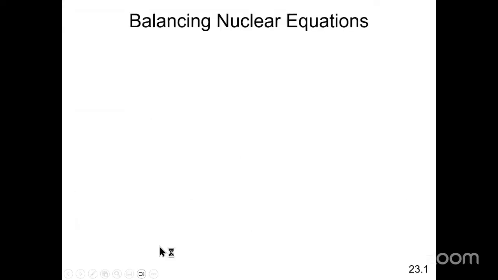So let's talk about how we balance nuclear equations. As I said before, the changes that take place in the nucleus are what occur in a nuclear reaction. That is fundamentally different from chemical reactions, right? In chemical reactions, you don't have any change in the nuclei; you have a change in the number of electrons around the nucleus, especially the valence electrons. But in nuclear reactions, there will be changes in the nucleus in terms of the mass number and/or the atomic number.